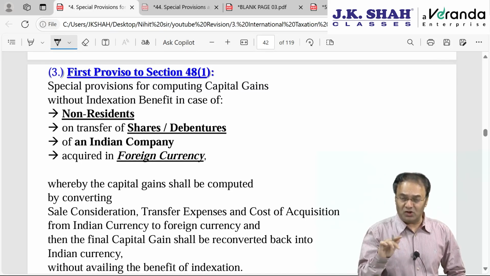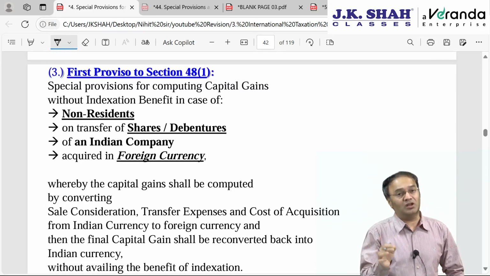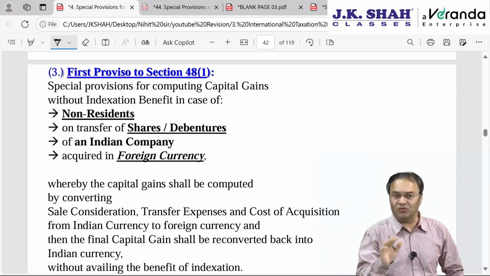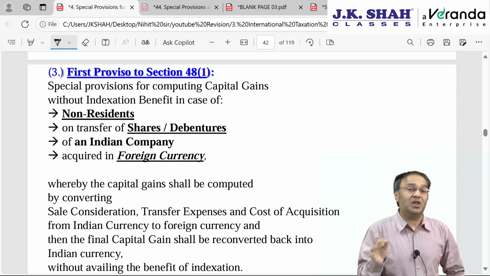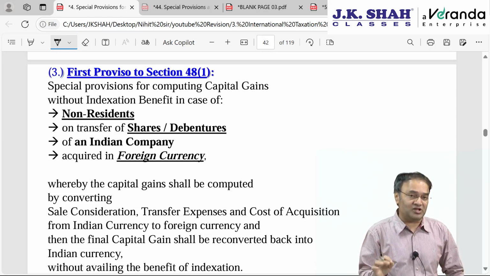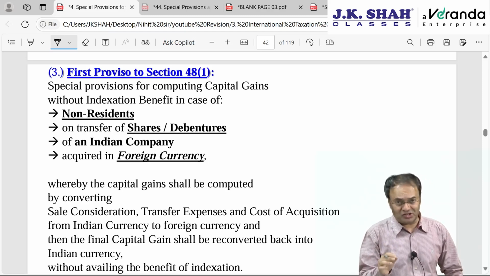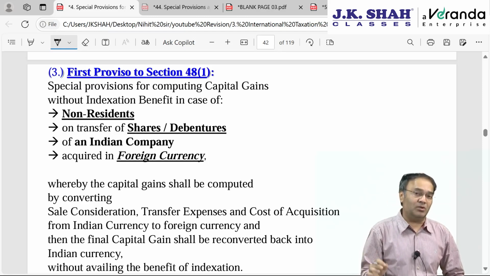Residential status is over, scope of total income is over. Now we started discussing other points. One was section 163. The second one is the first proviso to section 48, which is a part of the capital gain chapter. We already finished discussing it in the capital gain chapter, but we'll repeat once again.